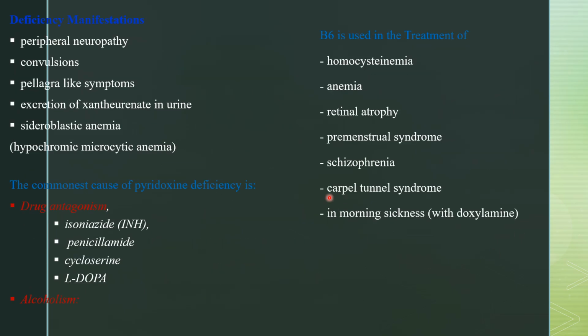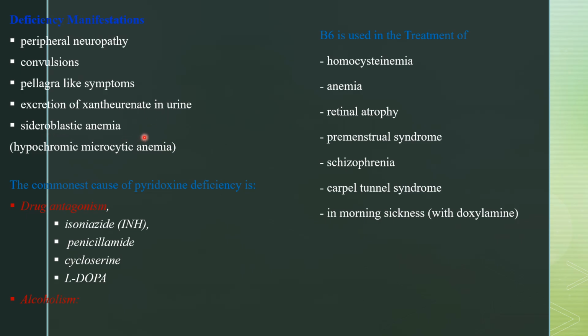Deficiency manifestations of PLP: first is peripheral neuropathy, then convulsions, and pellagra-like symptoms, because niacin synthesis is also affected. There is excretion of xanthurenate in the urine, because of the intermediates in the course of niacin synthesis. Instead of synthesizing niacin, there is a diversion of tryptophan to xanthurenate.